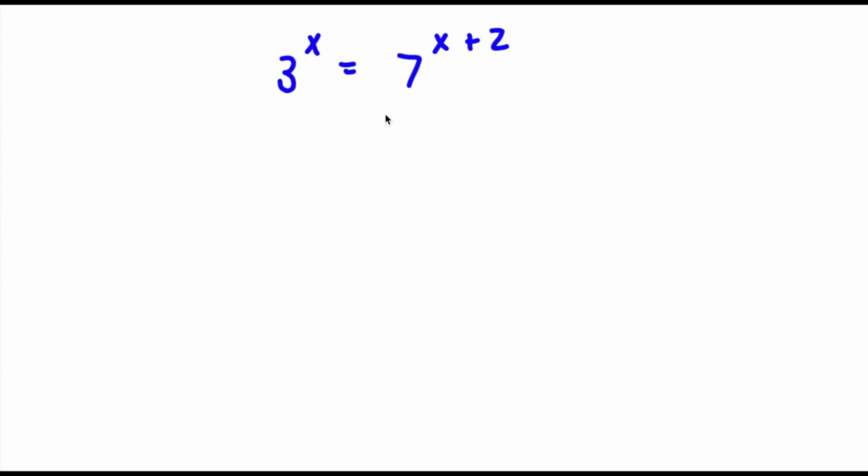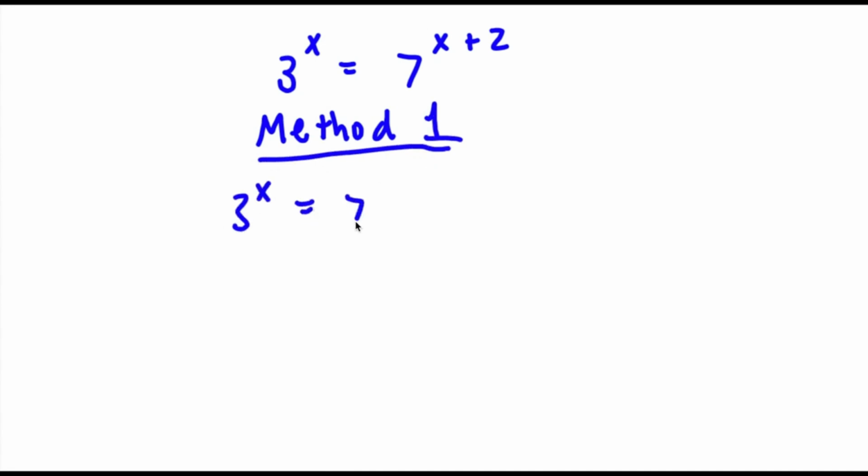In today's video, I'm going to be teaching you guys how to solve this exponential equation. So we have 3 to the power of x is equal to 7 to the power of x plus 2. And I actually have 2 different methods to solving this problem. So for method 1, we obviously start with 3 to the power of x is equal to 7 to the power of x plus 2.